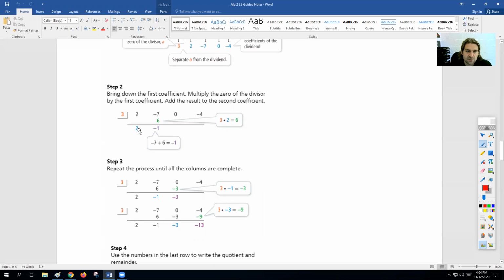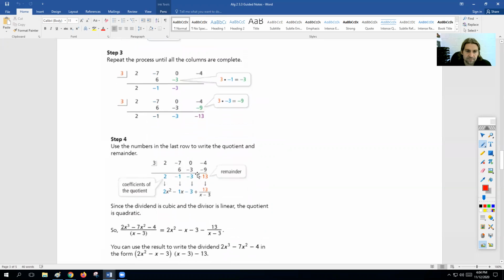So if I bring down 2 here, 2 times 3 is 6. We put that in the next spot. Then we add: negative 7 plus 6 is negative 1. We're going to keep repeating this process. All right, negative 1 times 3 is negative 3. We add them together. All right, 0 plus negative 3 is negative 3. Then we keep multiplying. Negative 3 times 3 is negative 9. We add them together and get negative 13.